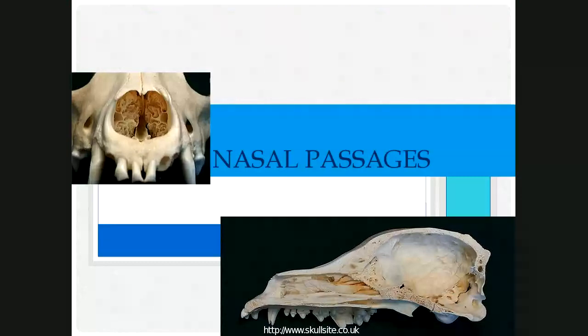Right, the nasal passages can be assessed by a DV or a lateral view. They're good for screening, but there is a lot of superimposition which hampers evaluation.